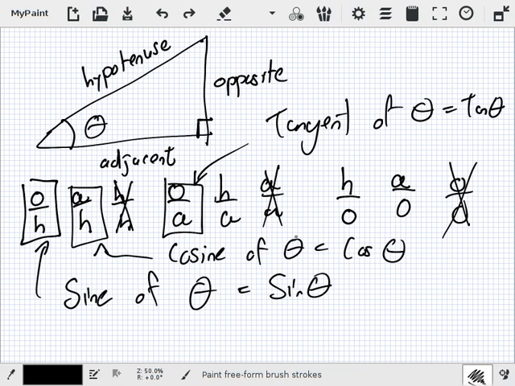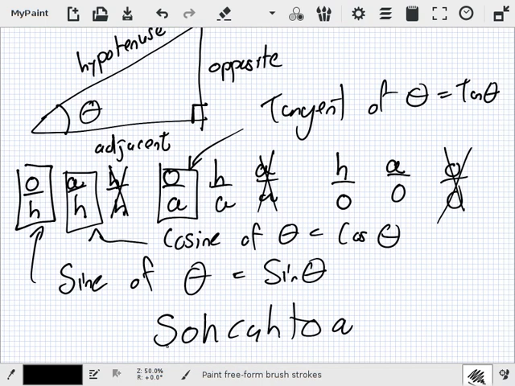So if you can just make note of this. Oh, and there is a way to remember these: SOH CAH TOA. Some people know this. Sine is opposite over hypotenuse. Cos is adjacent over hypotenuse. Tan is opposite over adjacent.